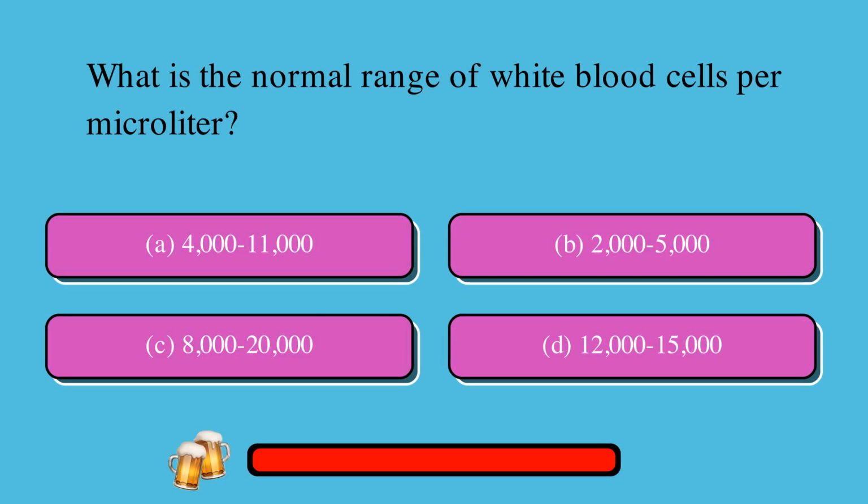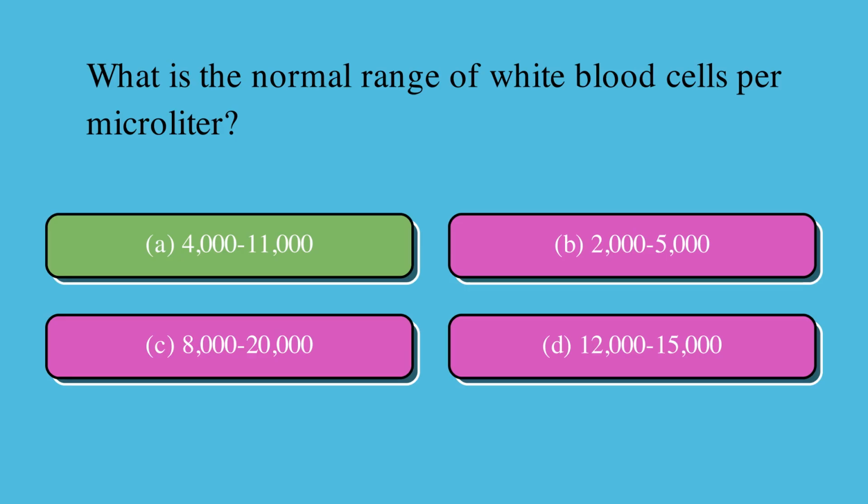What is the normal range of white blood cells per microliter? A. 4,000 to 11,000, B. 2,000 to 5,000, C. 8,000 to 20,000, D. 12,000 to 15,000. The correct answer is A. 4,000 to 11,000.